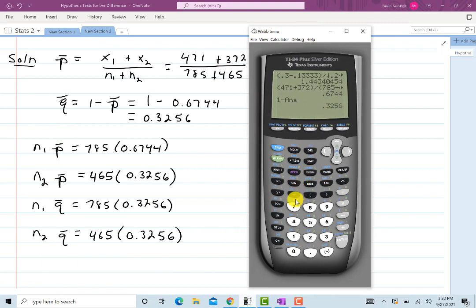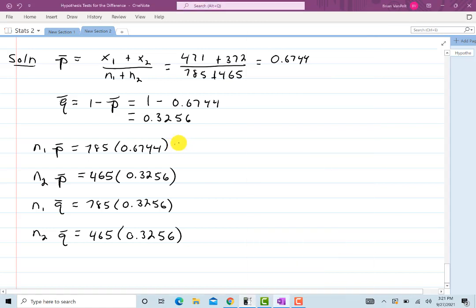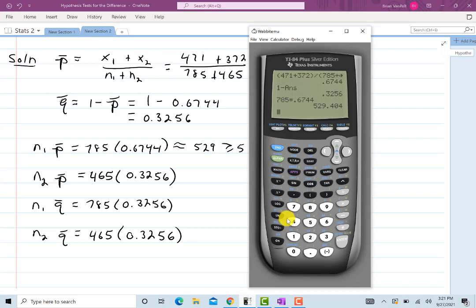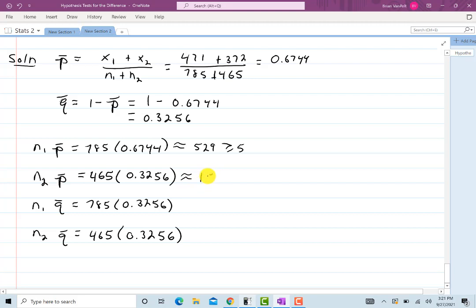So we start with 785 times 0.6744. And I have 529.404. So I'll just say that's approximately 529, but that's greater than or equal to 5, which is what I need. Let's move on to the next one. Here we're going to do 465 times 0.3256, and we end up with approximately 151. That's greater than or equal to 5. Let's move on to the next.